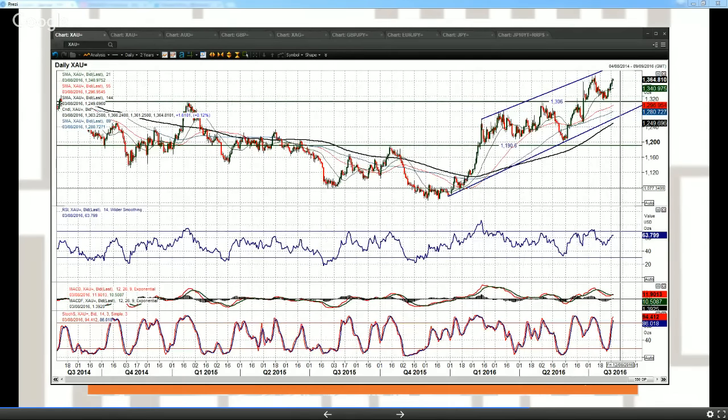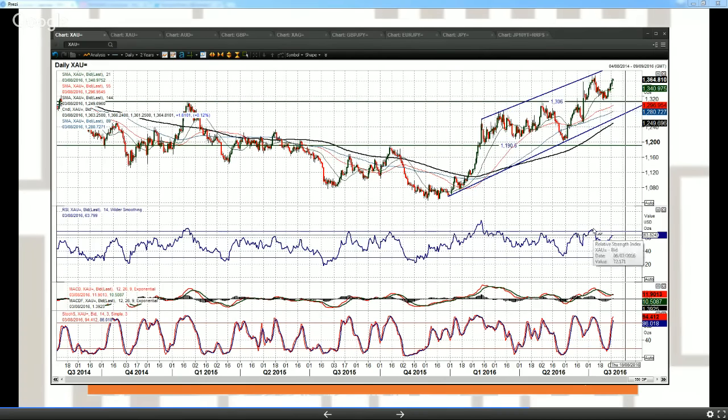1306 was this breakout here from the Q1 2015 high. Breakout above that, pull back to neckline and gone again. That's a strong move. Momentum indicators all positive. Further RSI upside potential, 63 currently. It got to 70, over 70 in the run to the high at 1375 before.